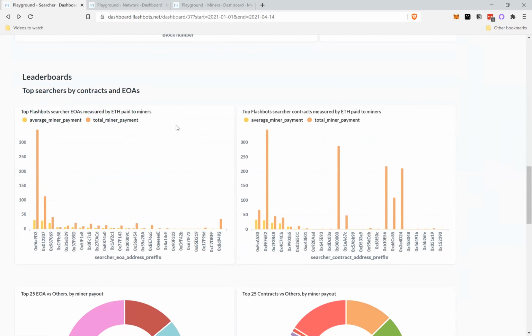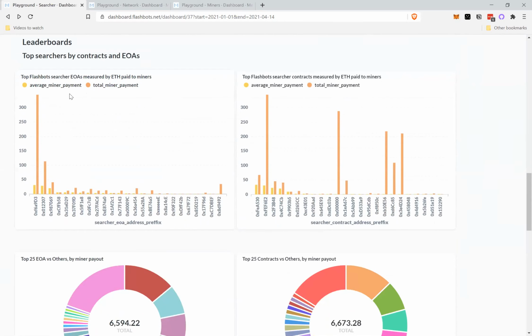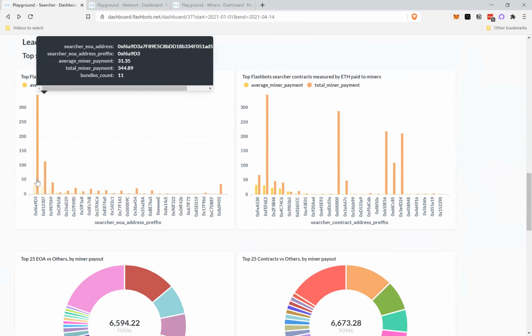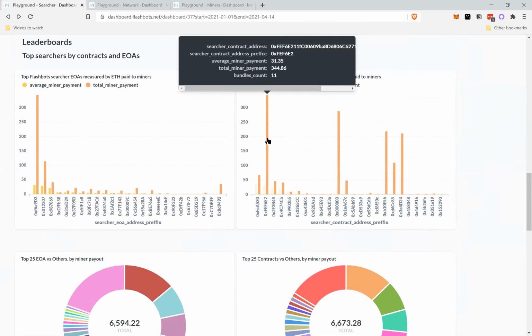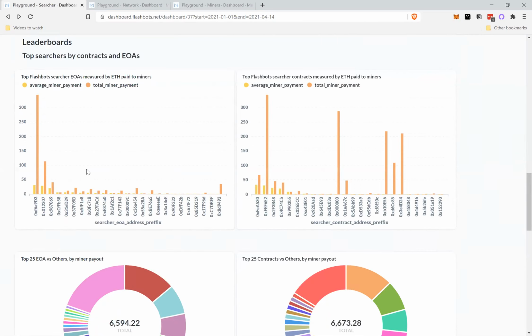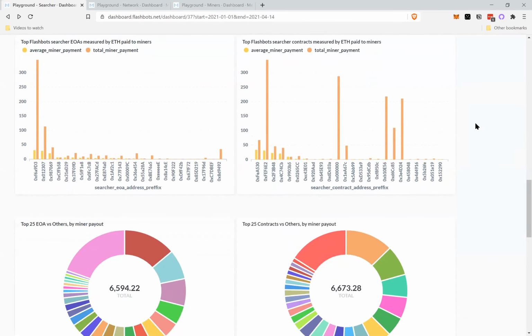We have a couple leaderboards here of the top Flashbots searchers by the number of ETH they've paid to the miners, and their average and then total miner payments as well. So if you're interested, you can go and see who is our top EOA, what's the top contract that's being interacted with, and how much money have they paid miners in comparison to others. And spoiler, the top EOA and the top contract is the person that has been sniping token listings. And they had that 100 ETH bundle, I think 2 weeks ago now.